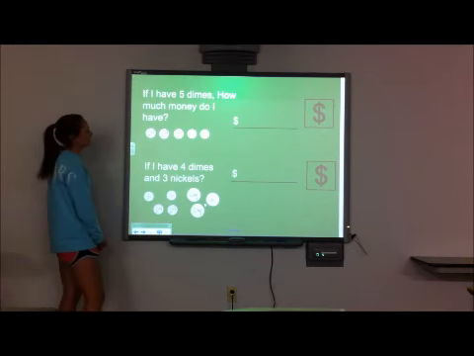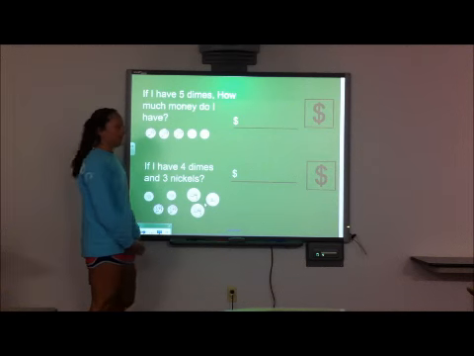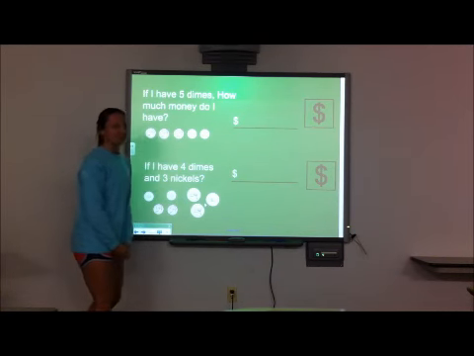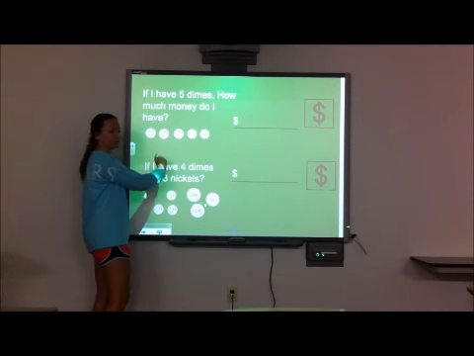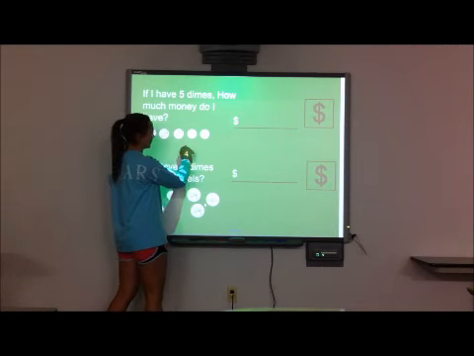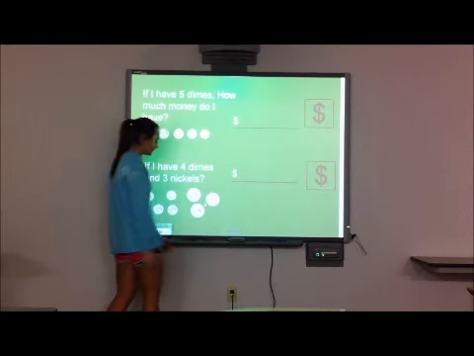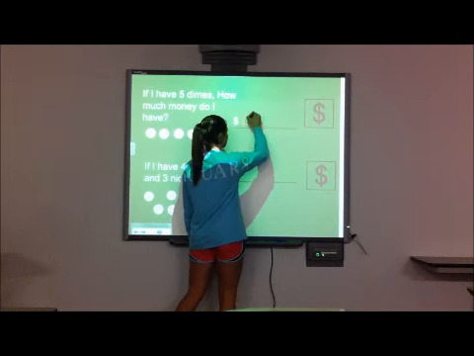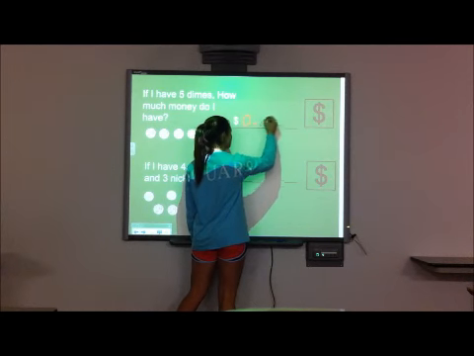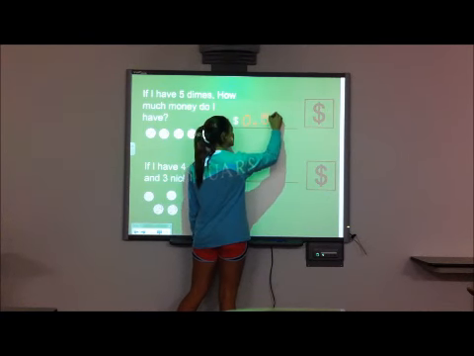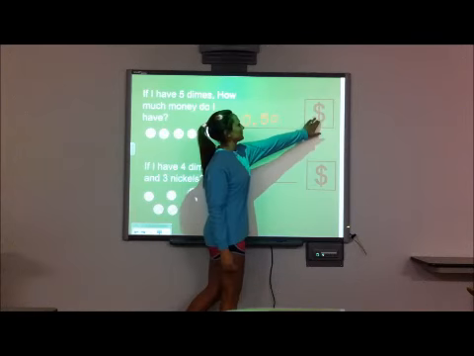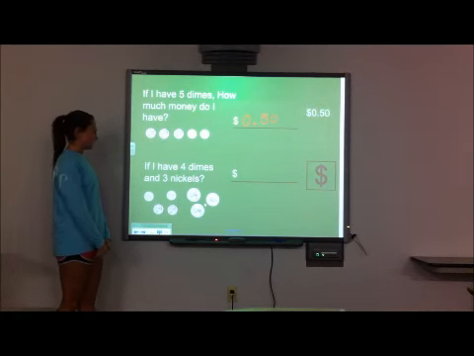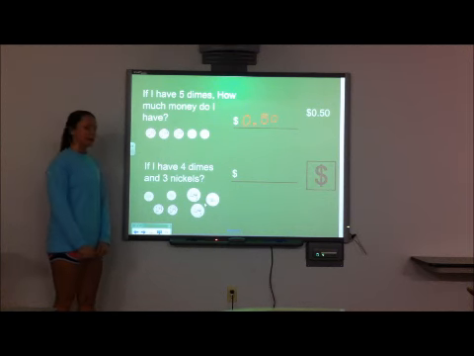For the next activity, if I have 5 dimes, how much money do I have? Dimes are worth 10 cents, so we're going to count 10, 20, 30, 40, and 50. 50 does not equal a whole dollar, so we're going to have to place a 0, and then our decimal, and 50 cents. We have 50 cents.